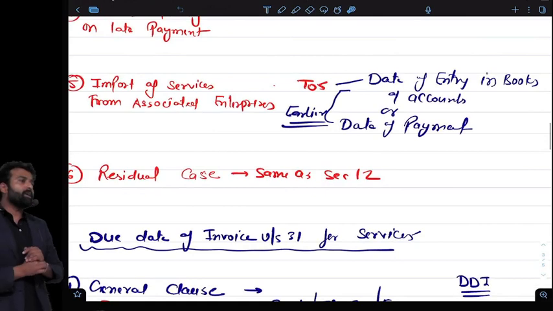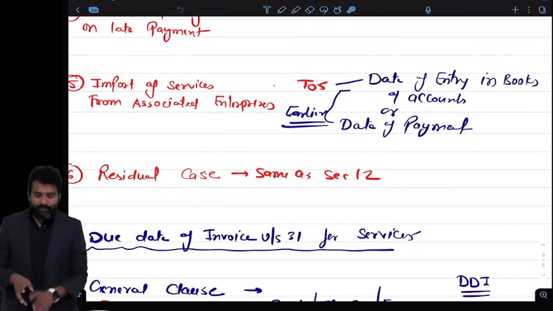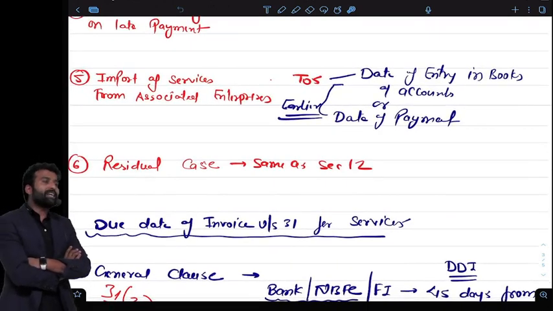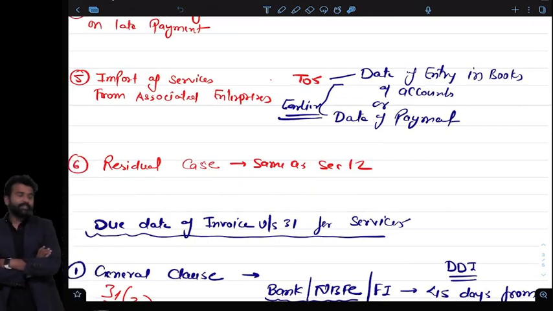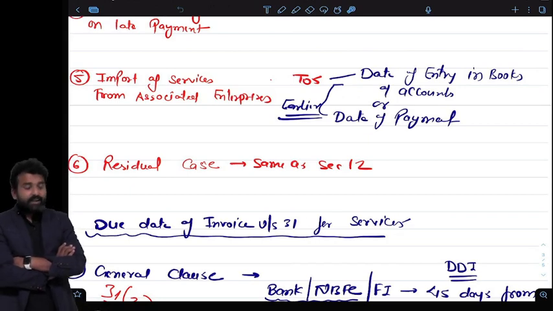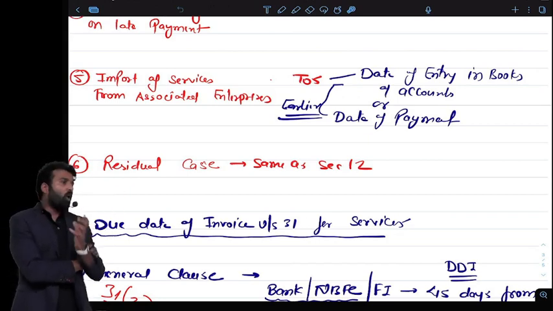It is about import of services from associated enterprises. If I am importing something from my relative, I have told you that it is covered in Schedule 1. And if I am importing it without consideration, then also I have to pay the GST. So what is the time of supply in that case?